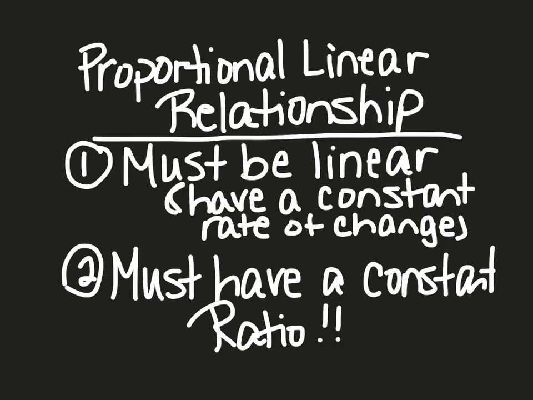Okay, so a proportional relationship must be linear. So in other words, it has to have a constant rate of change, and it must have a constant ratio. Well, what in the world is that? You don't know? Well, you're getting ready to find out. And this is what some of you were getting confused with, even though you weren't aware of it. But the constant ratio is what I'm going to show you with that first table.